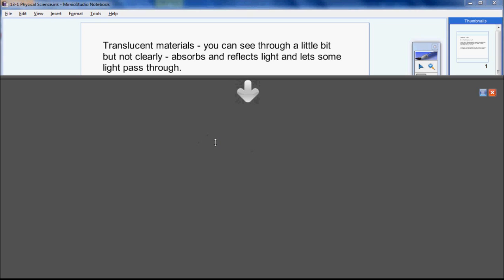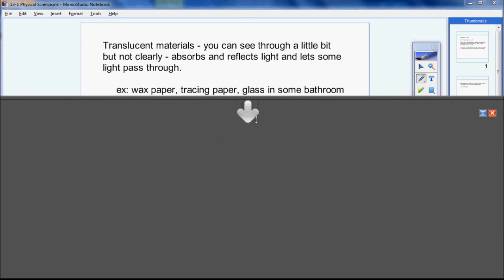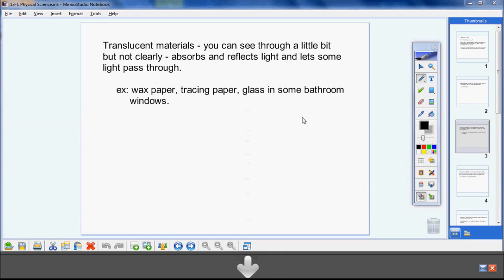for example, some bathrooms have glass that is translucent. You can see through a little bit, but not very clearly. Wax paper, tracing paper. These are all things, if you put your hand behind it, you could see maybe the outline of your hand, but you can't see through it clearly. Or if you put it up in front of your face, or your friend put it up in front of their face, they could see through it a little bit, but not very clearly.